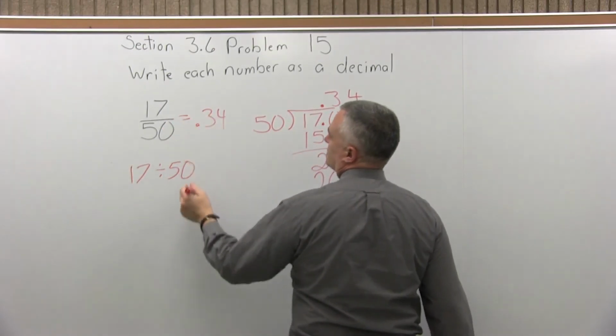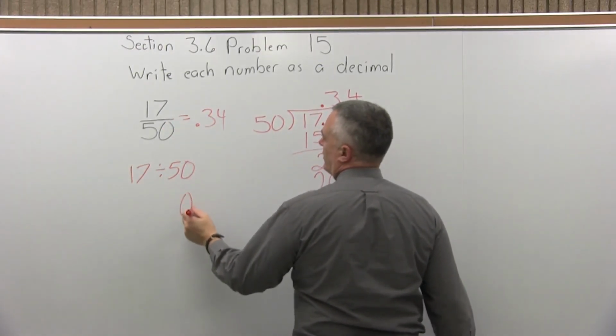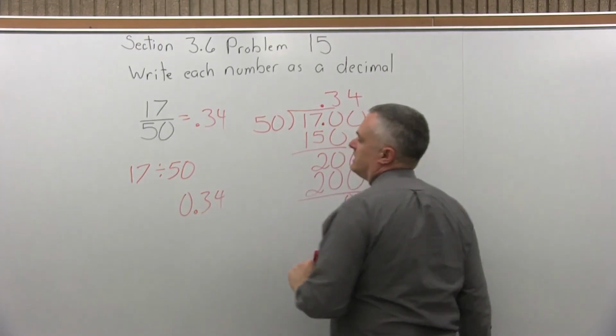And as with all of these, you can just put 0.34. If you prefer, you can put 0.34. It's the same either way.